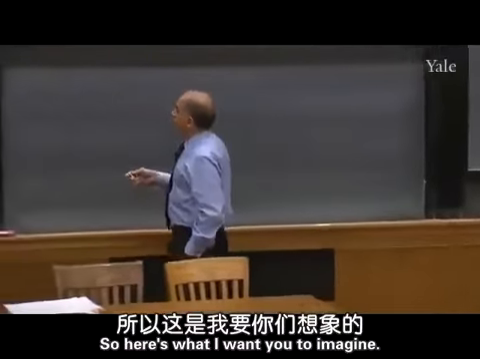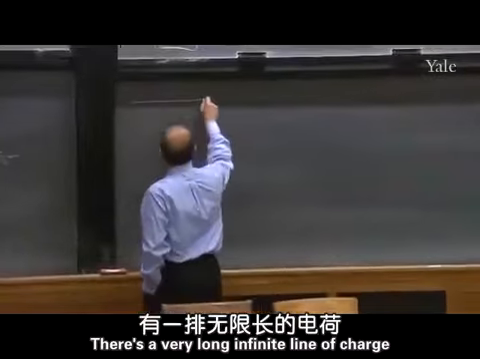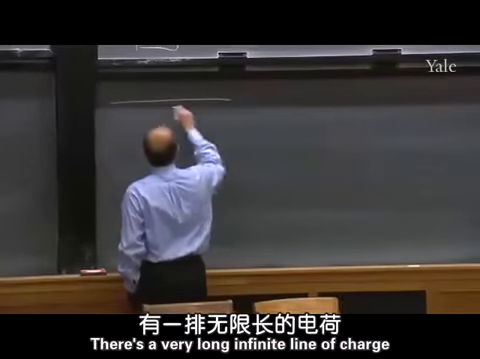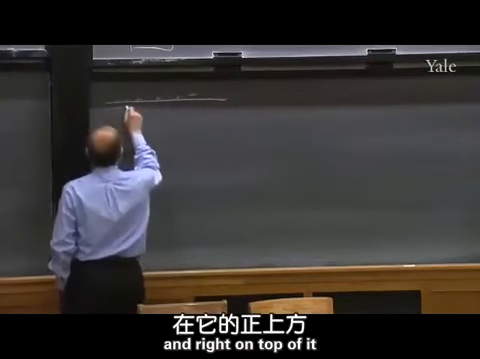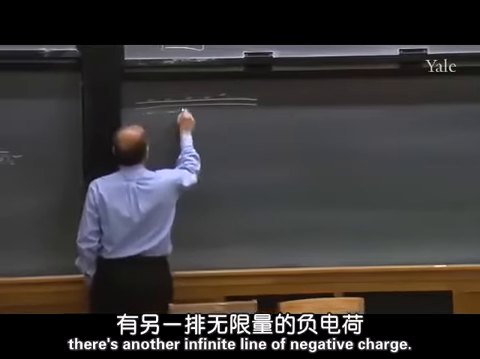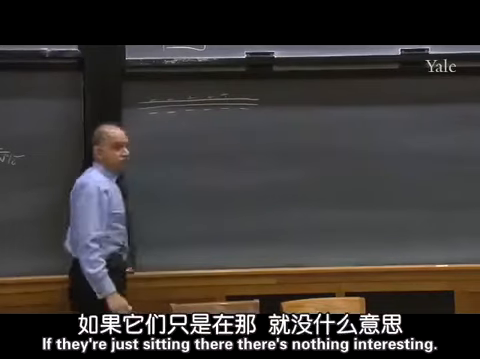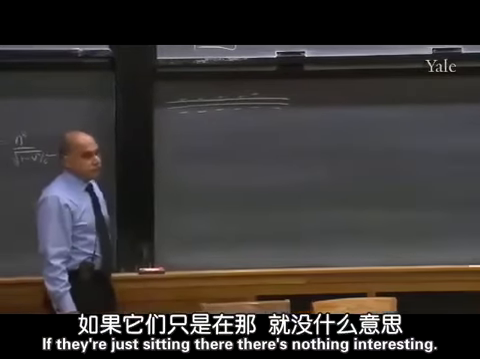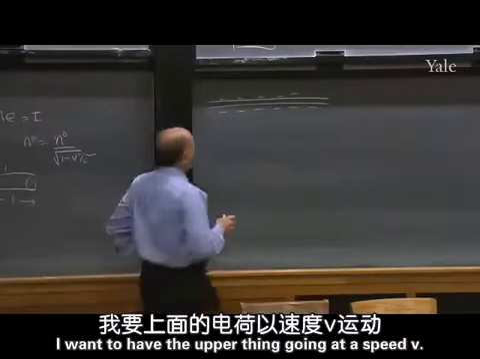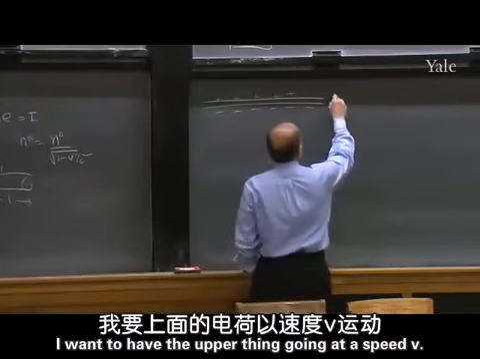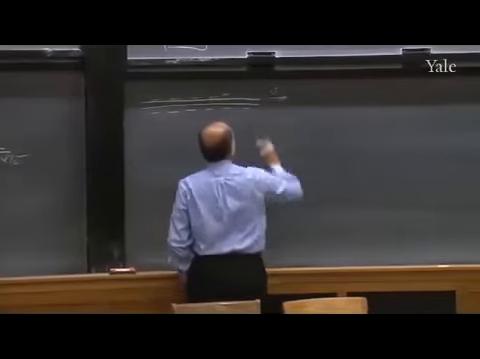So here's what I want you to imagine. There is a very long, infinite line of positive charge, and right on top of it there's another infinite line of negative charge. Now, if they're just sitting there, there's nothing interesting. Now what I want to do is have the upper one going at a speed v.